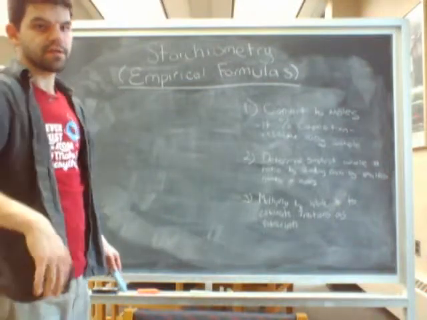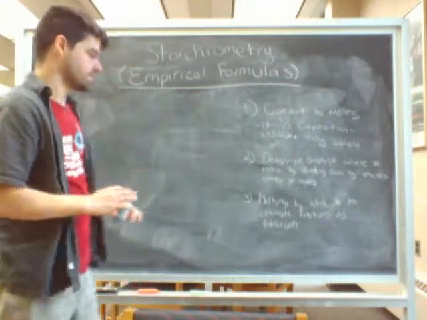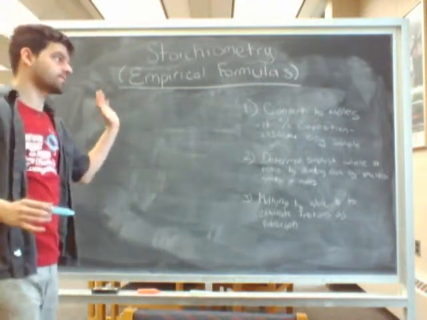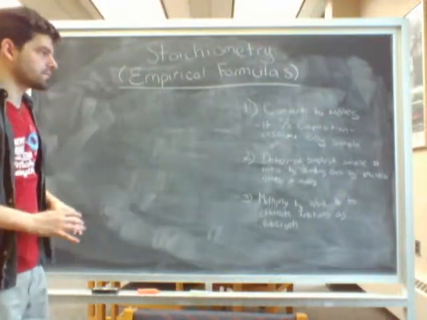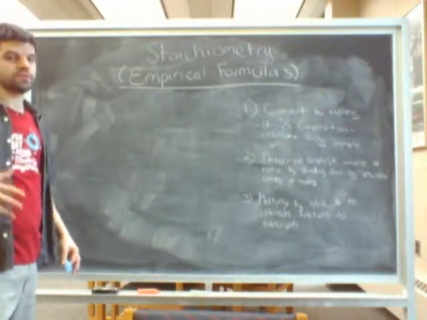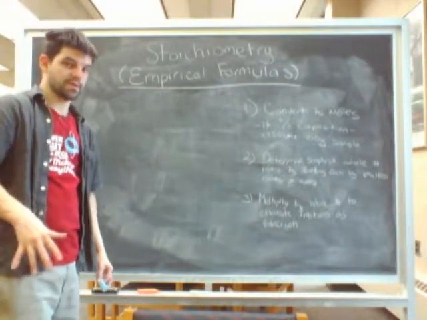Alright guys, in this video we're going to be talking a little bit more about stoichiometry, looking a little bit more in depth at what are known as empirical formulas. Empirical formulas are the simplest ratio possible of the elements that are found in a compound.